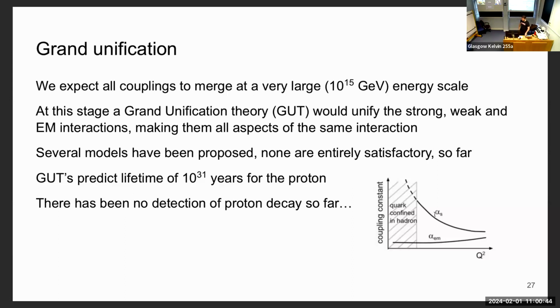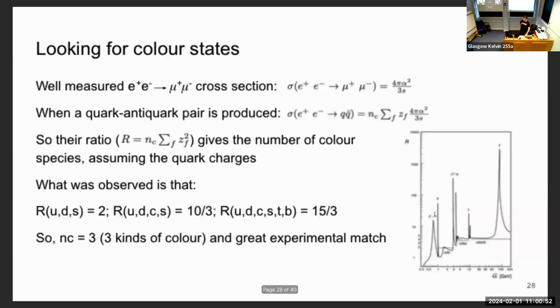But yeah, here are some highlights from the grand unification theory, which I'm not going to cover. Color states. So we said that there are, at least from the theory, 3 kinds of colors: red, blue, and green. How can we measure that experimentally?